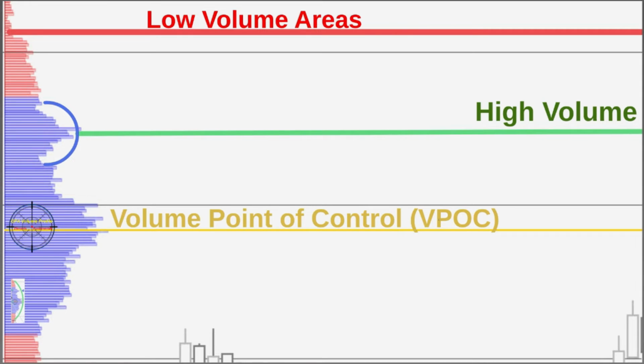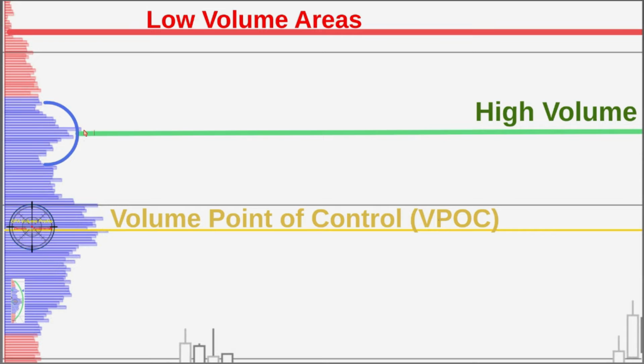So the first element was that at each price, the system collects volume. And it says at this price, this many contracts were traded, and here's the bar representing that. At this price, more contracts were traded, and here's the bar representing that.